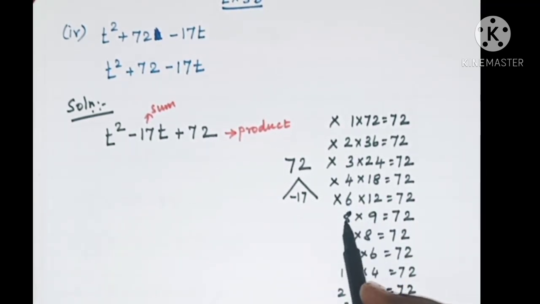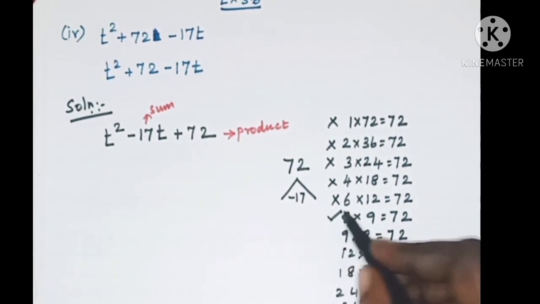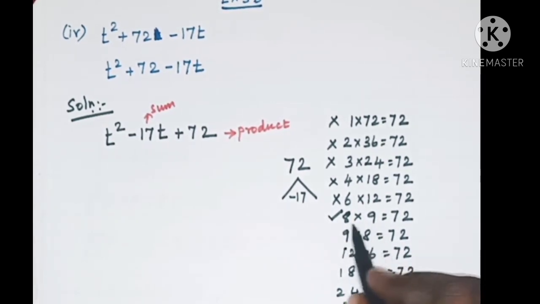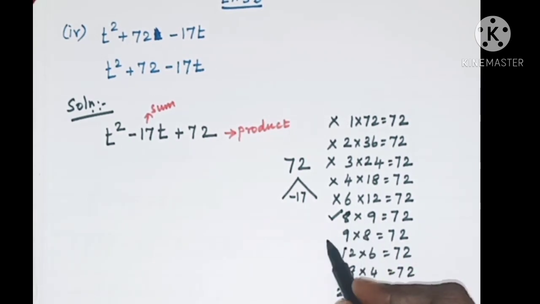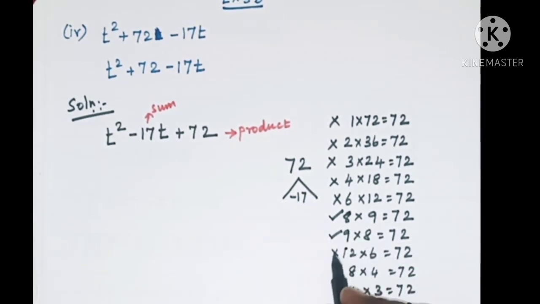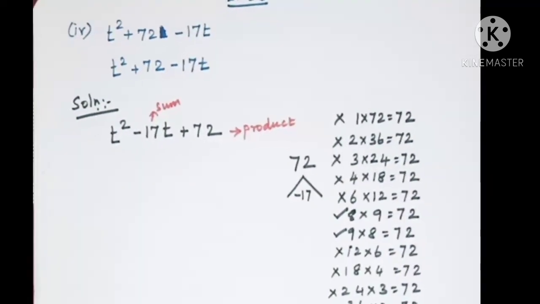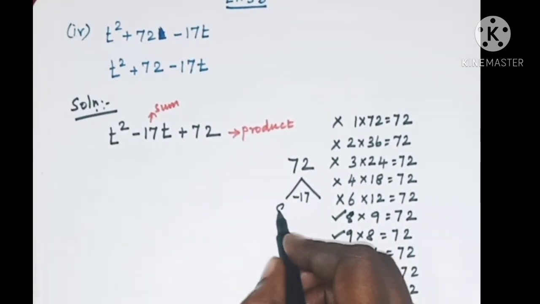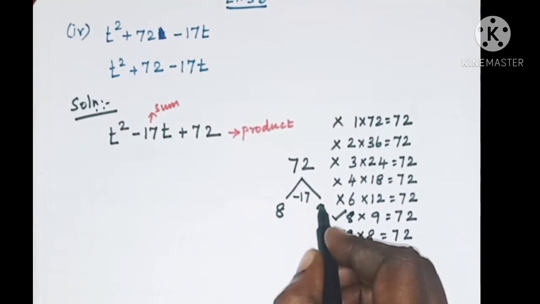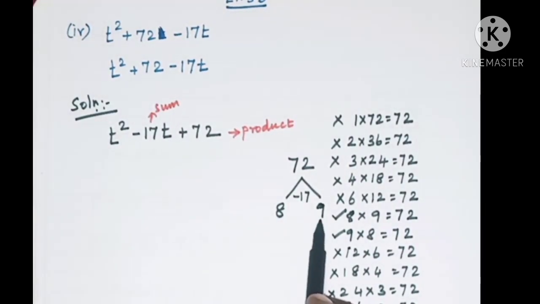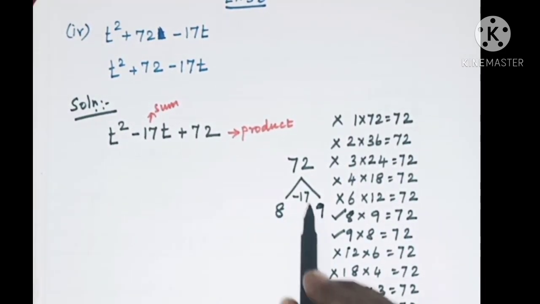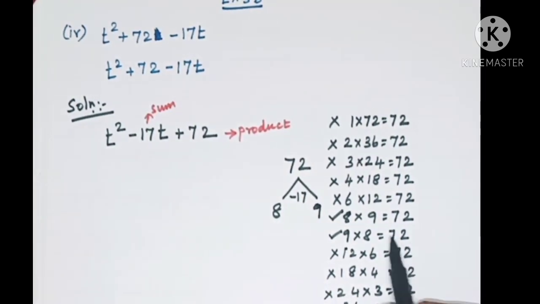Here 8 plus 9. 8 plus 9 is 17, and 8 9s are 72. This is the correct pair: if we multiply, we will get 72. If we add these two numbers, we will get 17. So others are not the possible numbers. Now the numbers are 8 and 9. 8 and 9 are the two numbers which we multiply, 8 9s are 72, and adding these two numbers we will get 17, minus 17.